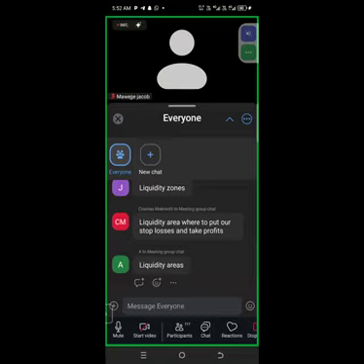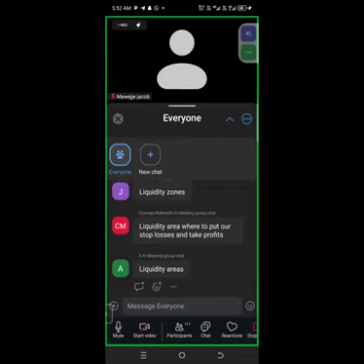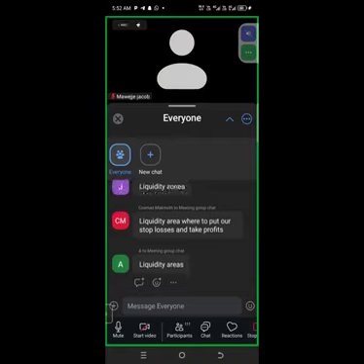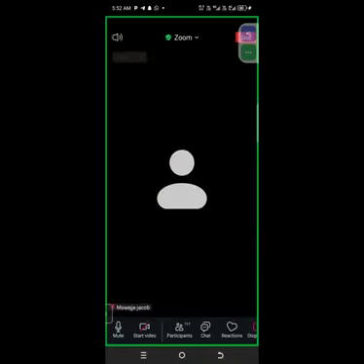Right. So liquidity areas, where to put our stop loss and take profits. Liquidity areas, very good. That is something simple that we talked about yesterday. So that is liquidity zones, right?